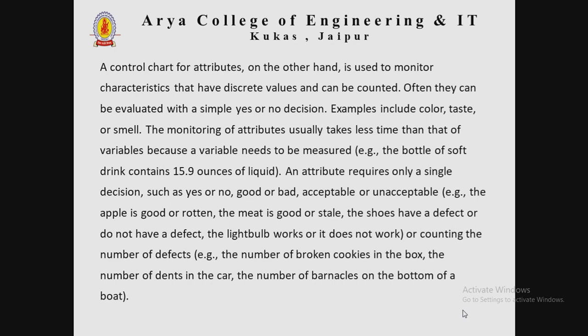A control chart for attributes, on the other hand, is used to monitor characteristics that have discrete values and can be counted. Often they can be evaluated with a simple yes or no decision. Examples include color, taste, or smell.